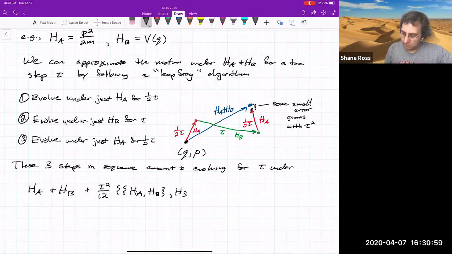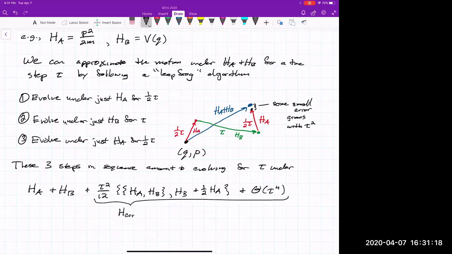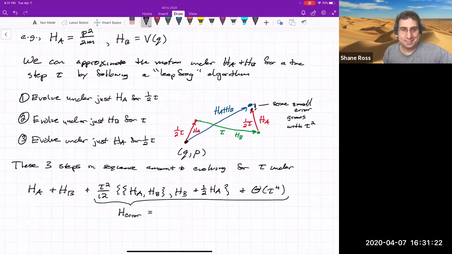HB plus 1/2 HA plus order tau to the 4th. So all of this part is sometimes called the Hamiltonian due to error. Is that tau squared over 12? Yeah. It's weird.